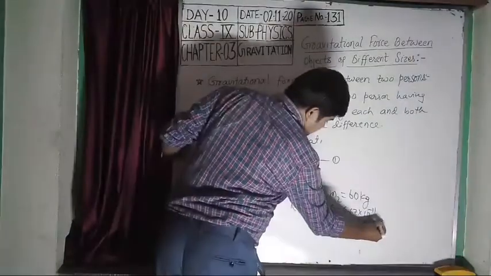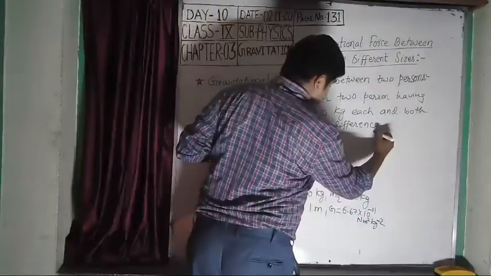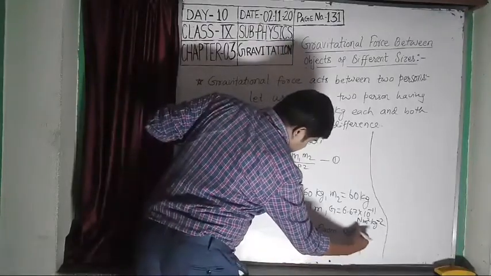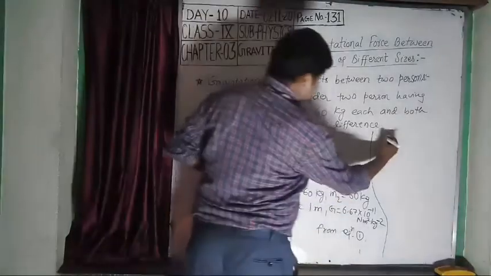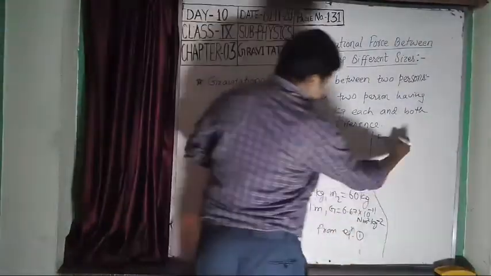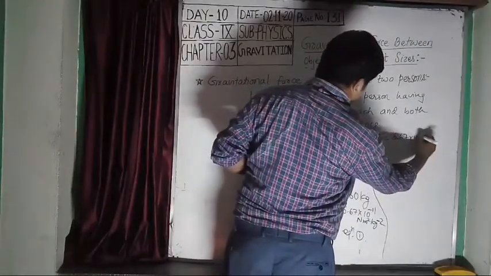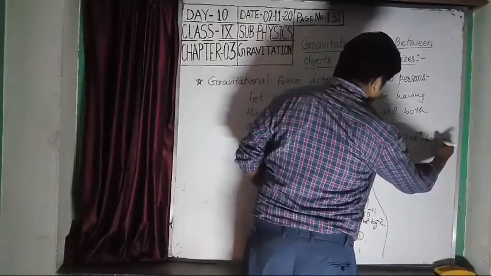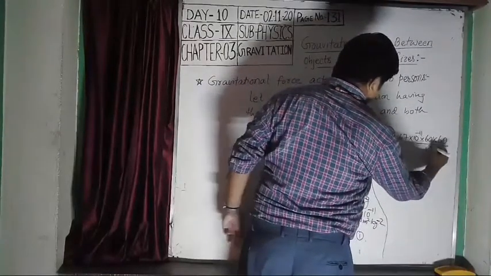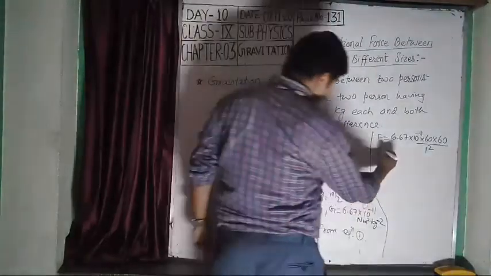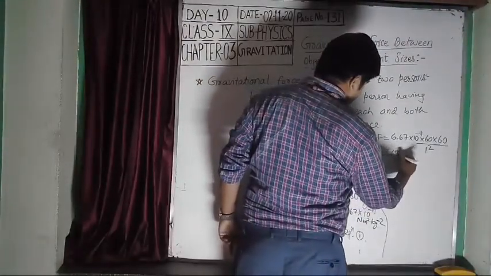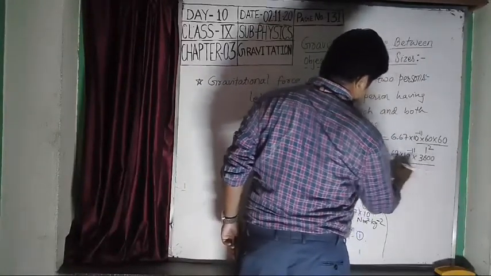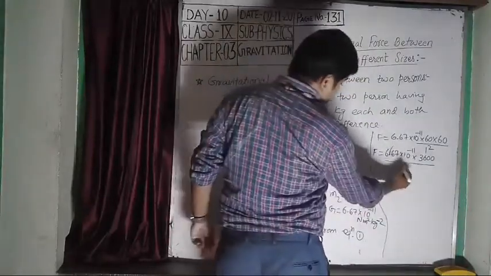Now put these values in equation 1. From equation 1, F is equal to, put the value of G, 6.67 into 10 to the power minus 11, and put m1 is equal to 60 kg, m2 is also 60, by r square, 1 square. F is equal to 6.67 into 10 to the power minus 11, 60 into 60, 3600. Now remove the decimal.